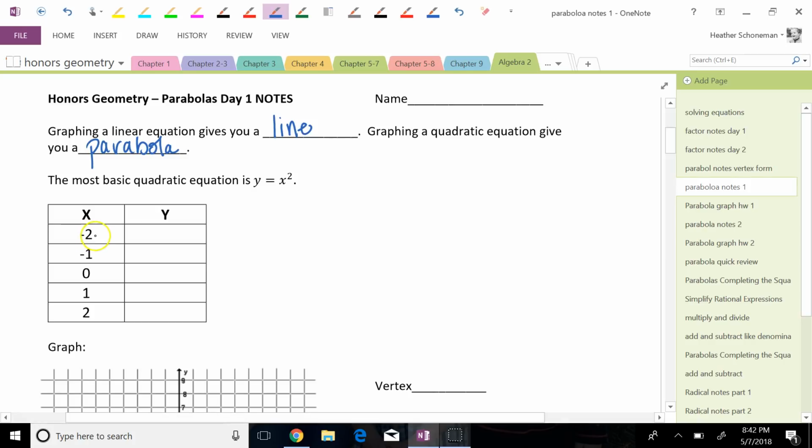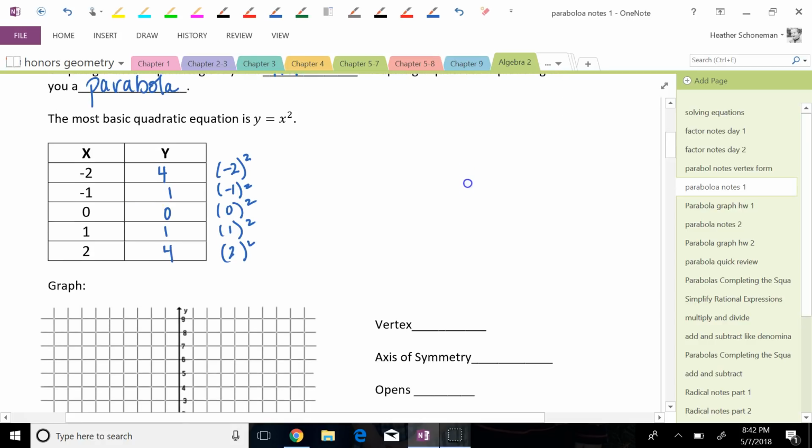So let's see what we get for y if we plug in these different values of x. First let's plug in -2 for x, and -2 squared is positive 4. Then we can plug in -1 and get 1, plug in 0 and get 0, plug in 1 and get 1, and then plug in 2 and get 4. So you can kind of see that some of the numbers repeat a little bit.